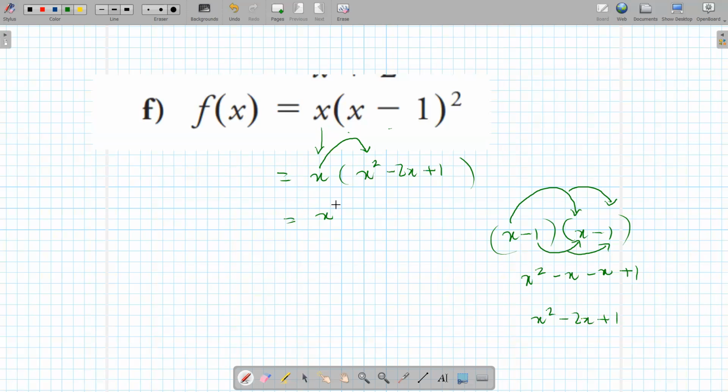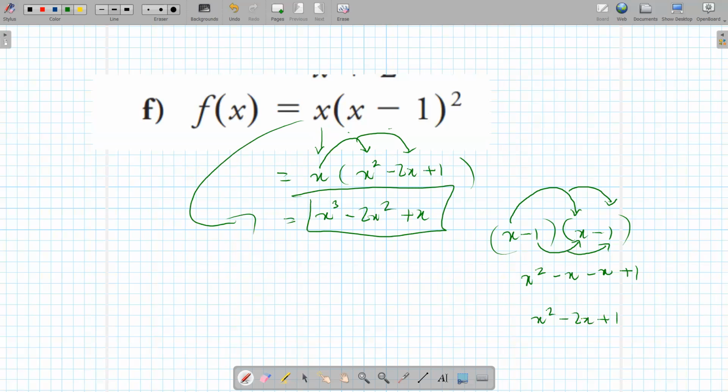X cubed? Yeah. What's x times -2x? -2x to the power of 2? Yes. What's x times 1? Well, that's just x. There we go. You see this, actually, when you open it up, this is a degree 3 polynomial. It's a cubic function.